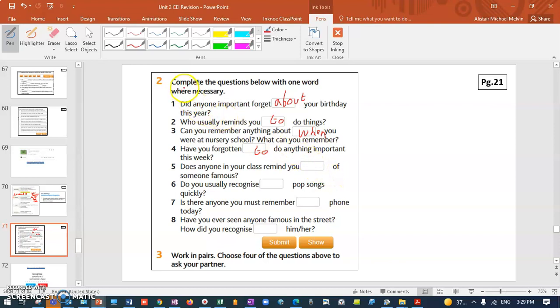It says where necessary. So actually nothing. You don't need anything now. So this is what I was telling you. Remind of. So you can say she reminds me of Kim Kardashian, for example. She looks like her.